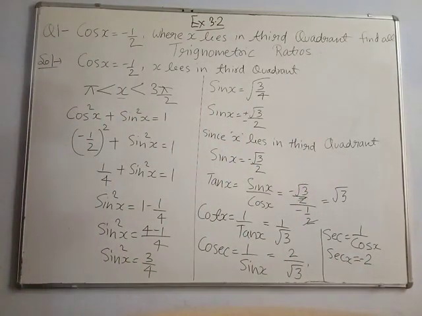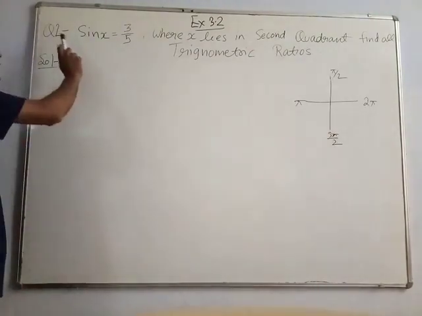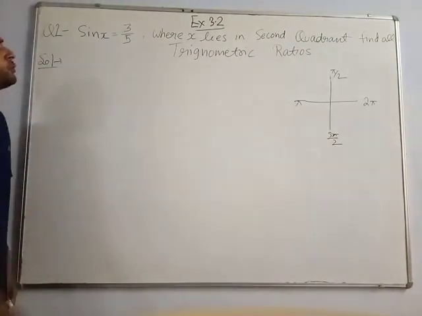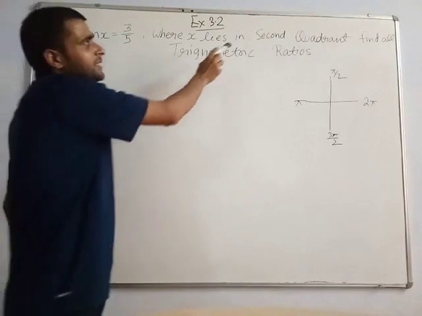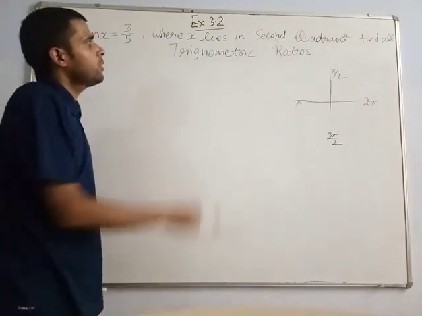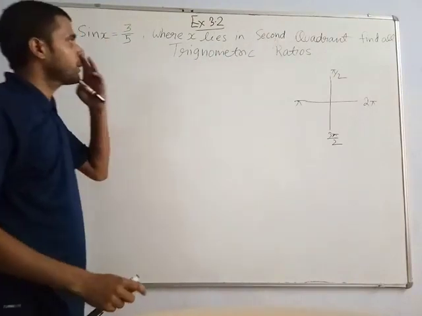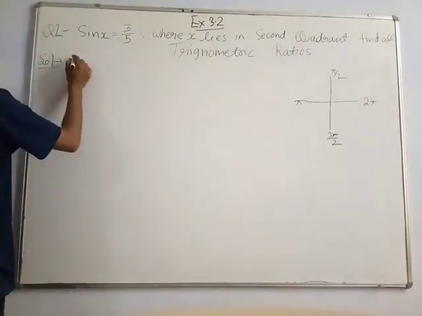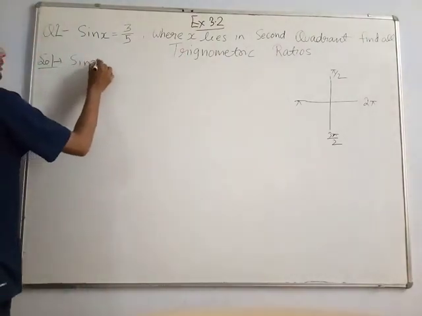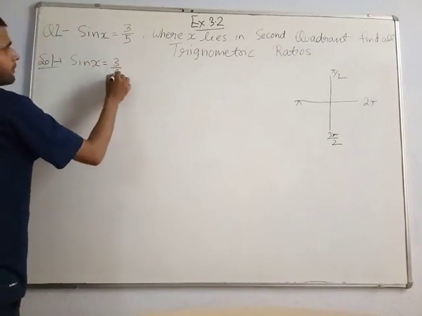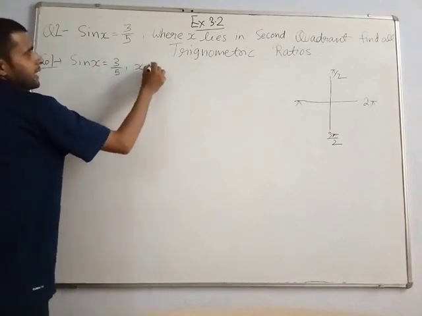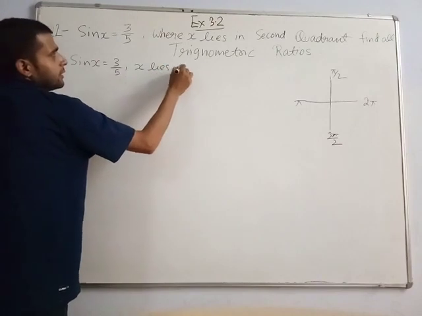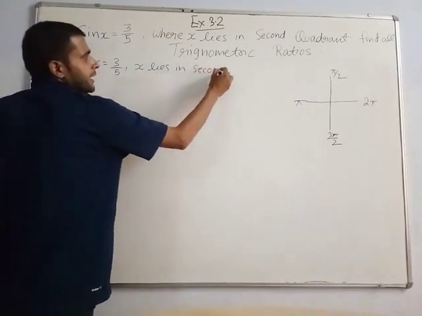Okay. Then question number 2: sin x equal to 3 upon 5, where x lies in the second quadrant, find all trigonometric ratios. You have to find all trigonometric ratios, okay. So sin x equal to 3 upon 5, x lies in the second quadrant.